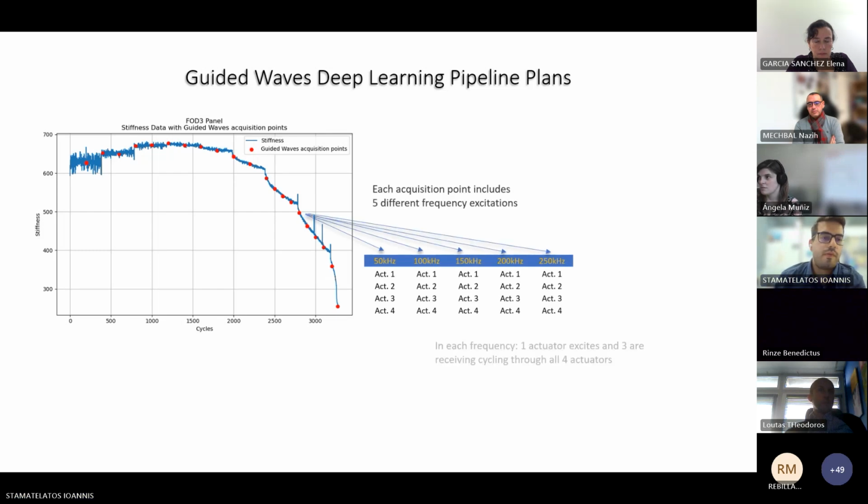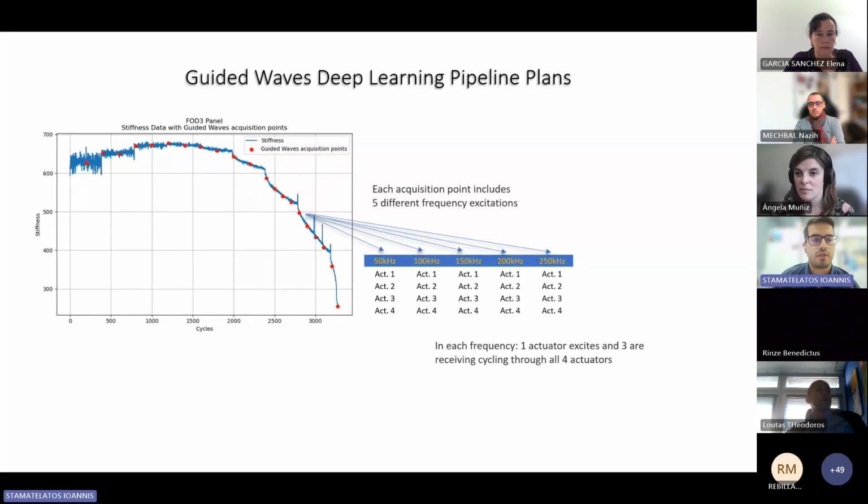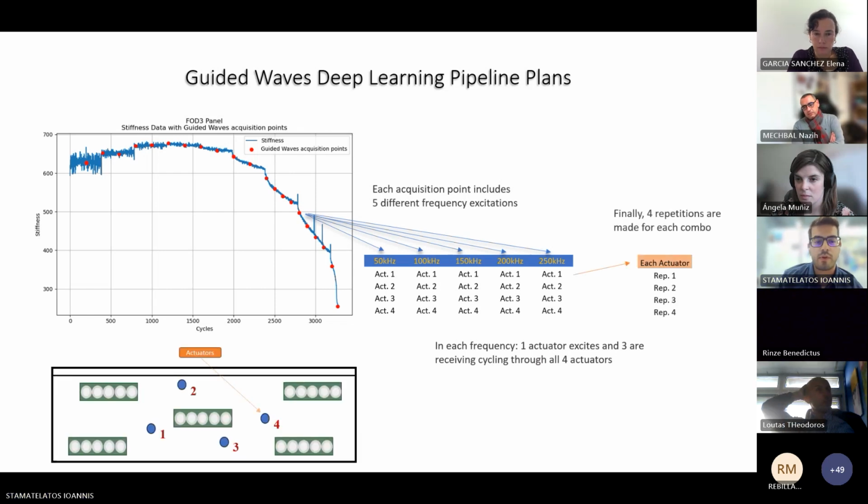As you can see, the red dots represent the guided wave acquisition that was done at certain cycles of the experiment. Also, we will focus only on the 4 actuators and 4 sensors, not the printed ones, just the PZT ones.